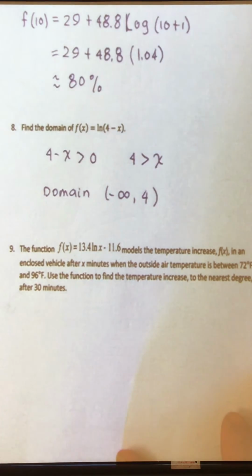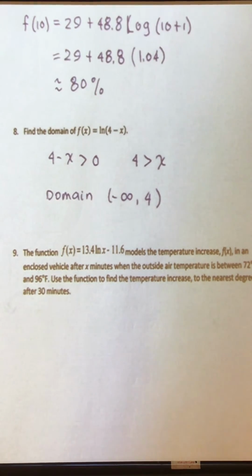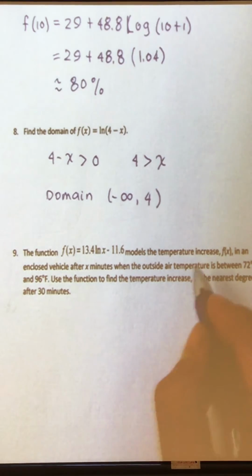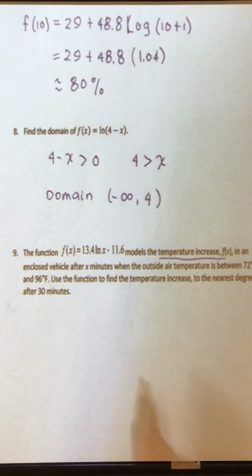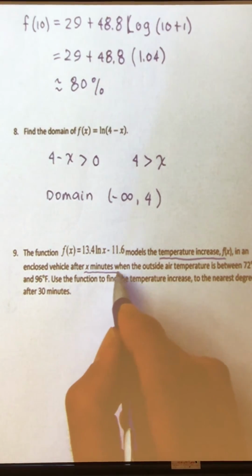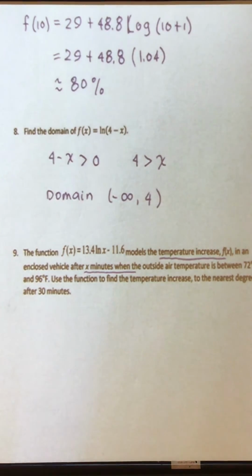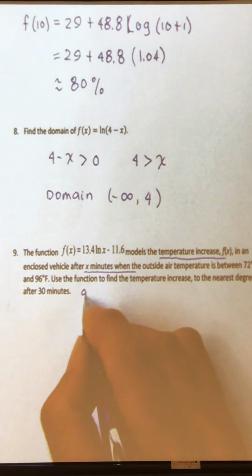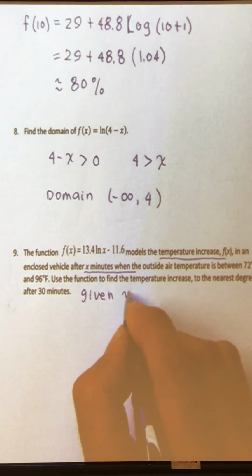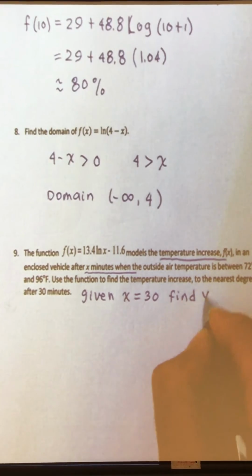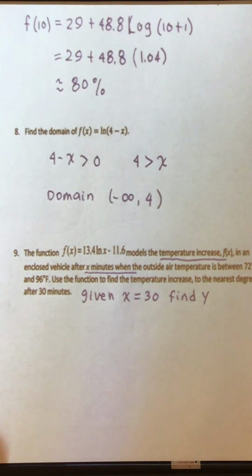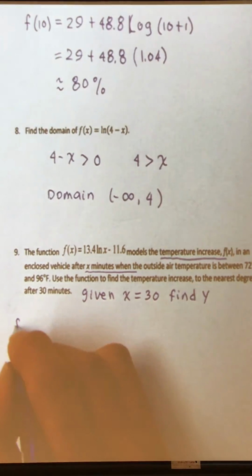Problem 9. Given an application problem where the function f of x measures the temperature increase in an enclosed car, and the variable x measures the number of minutes that have elapsed since you've exited the vehicle. And we're asked to find the temperature increase to the nearest degree after 30 minutes. So this would mean, given the value of the variable to be 30, we need to find the corresponding functional value, the y-coordinate. So we'll use direct substitution.